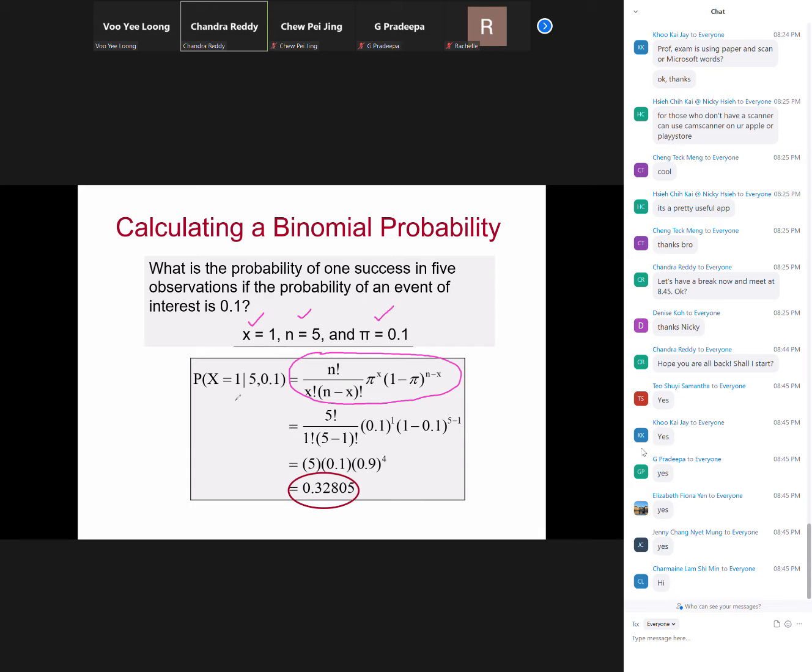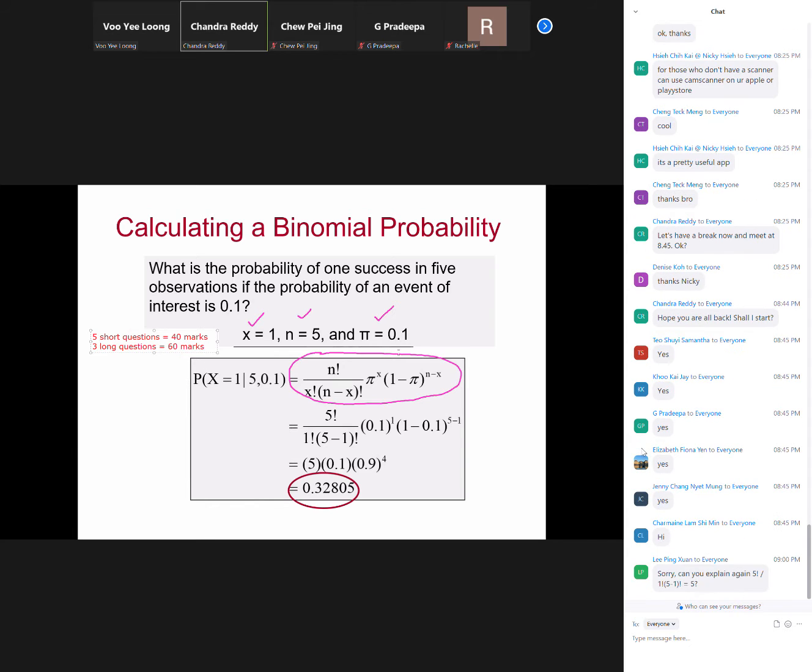If all of you are listening, please take note that in your end of term examinations, there will be 5 short answer questions for 40 marks, and 3 long questions for 60 marks. You can expect one of the long questions from the discrete probability distributions, which includes binomial distribution and Poisson distribution.